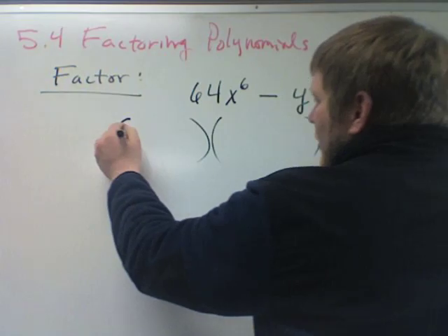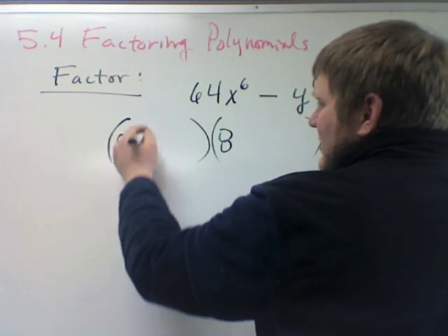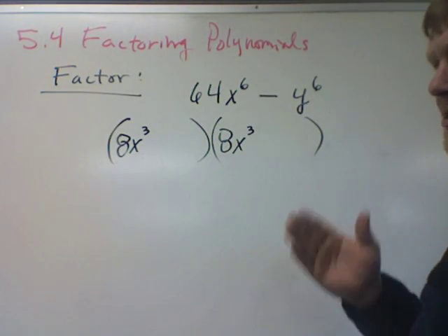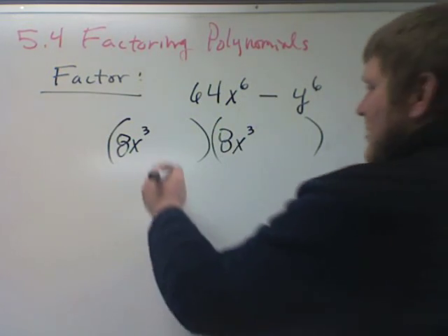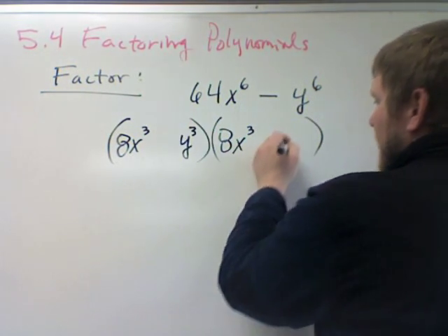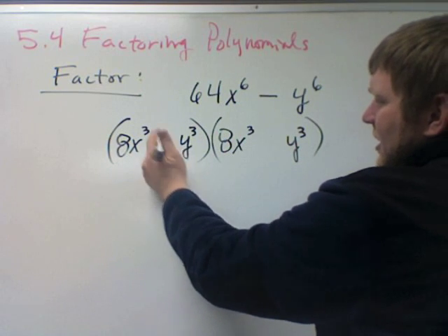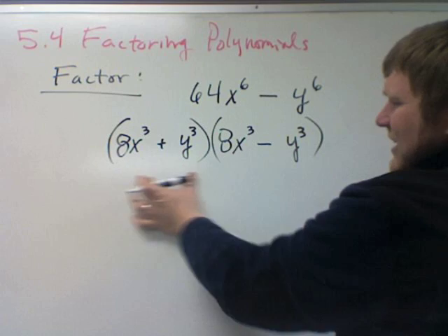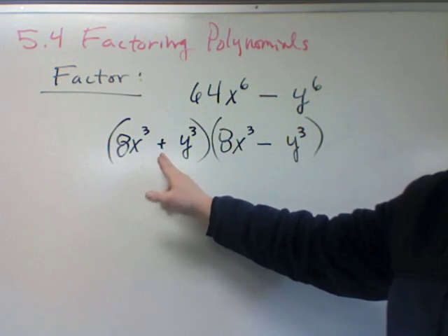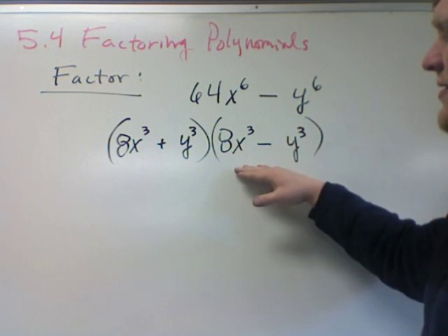I noticed that 64 is a perfect square. Actually x to the 6th is a perfect square too, because if I take x cubed squared, I get x to the 6th. The same thing goes with y to the 6th, so that is also a perfect square. What this factors into is a product of a sum and difference. Notice the exact same terms in each factor, but they have a sum here and a difference here.